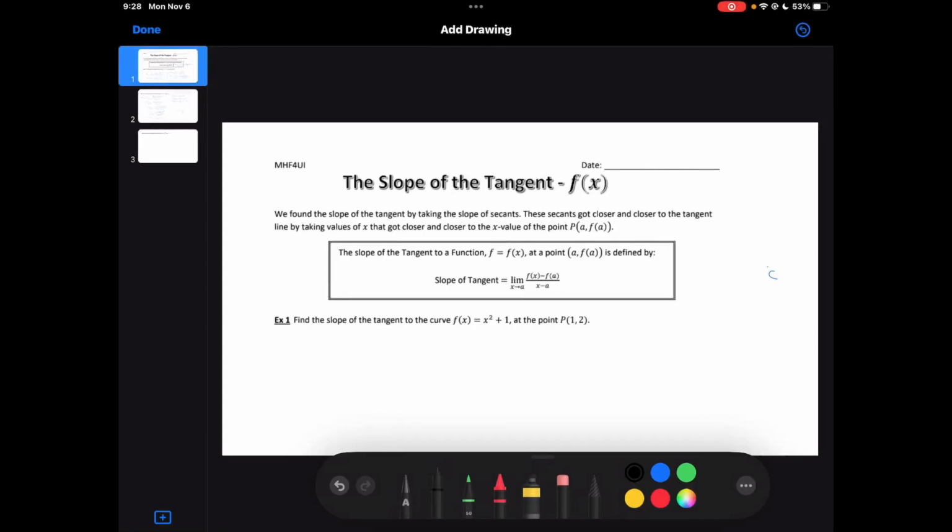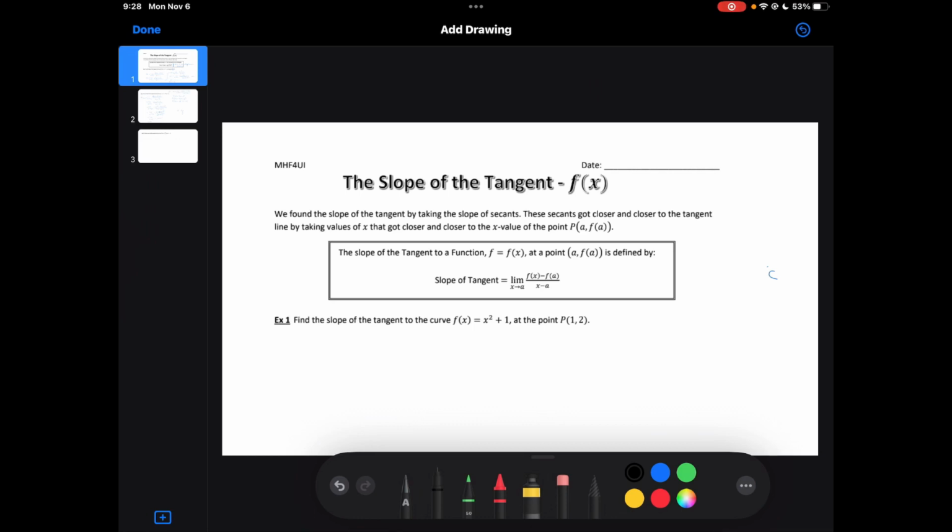Yesterday we talked about finding the slope of the tangent using the chart, where we looked at the graph and we evaluated a whole bunch of points as we got closer to our desired point. This video is going to show an algebraic method to find the slope of the tangent.